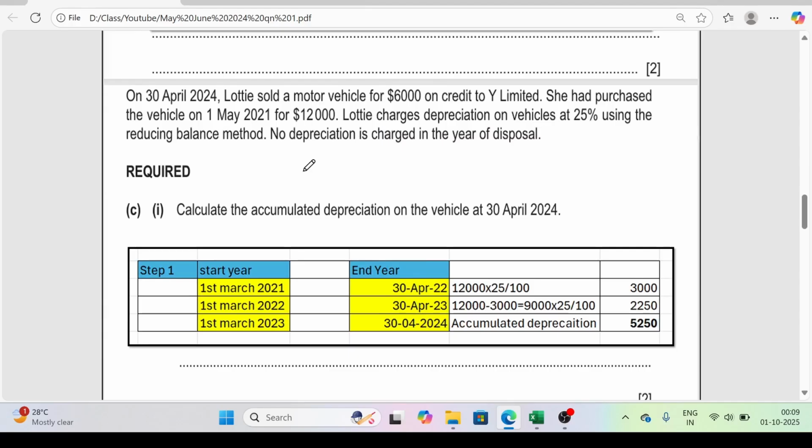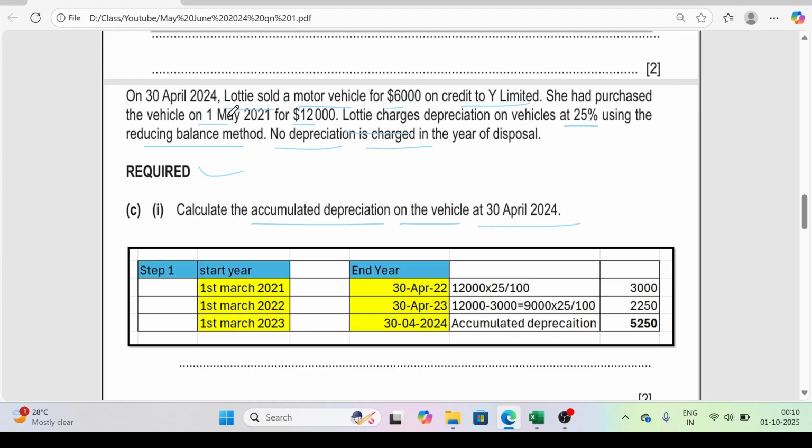Here, the depreciation calculation. On 30th April 2024, Loti sold a motor vehicle for $6,000 on credit to Y Limited. She had purchased the vehicle on 1st May 2021 for $12,000. Loti charges depreciation on vehicles at 25% using the reducing balance method. No depreciation is charged in the year of disposal. Okay, let's calculate. The question: calculate the accumulated depreciation on the vehicle on 30th April 2024.